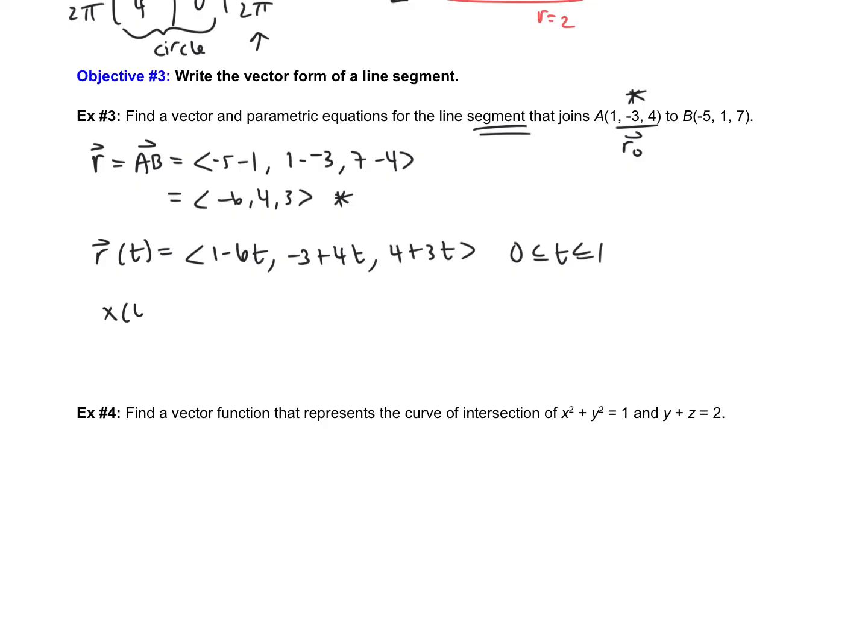If we want parametric representation, x is 1 subtract 6t, y is -3 add 4t, and then z is 4 add 3t, again with t from 0 to 1.